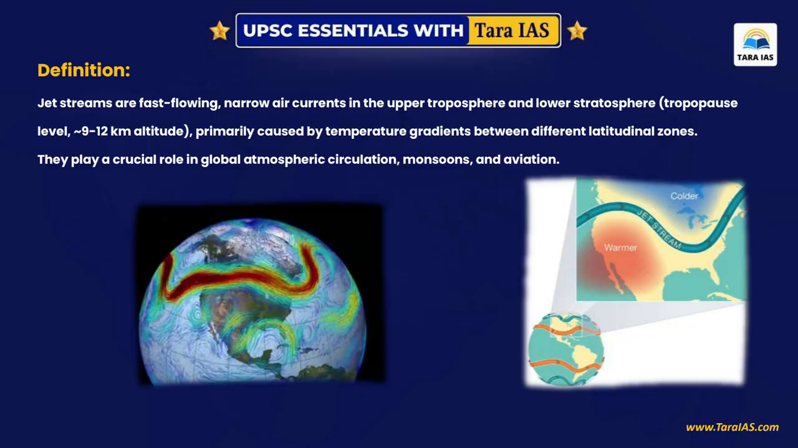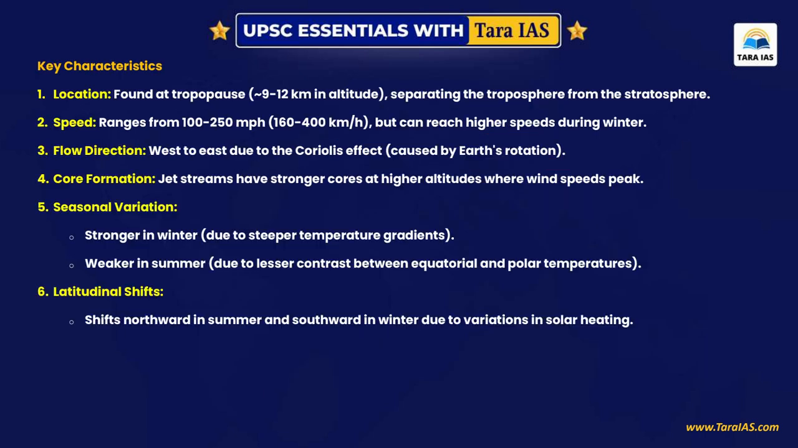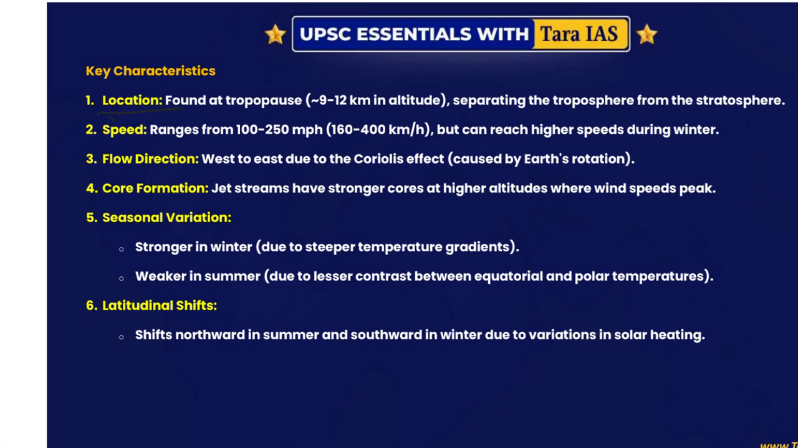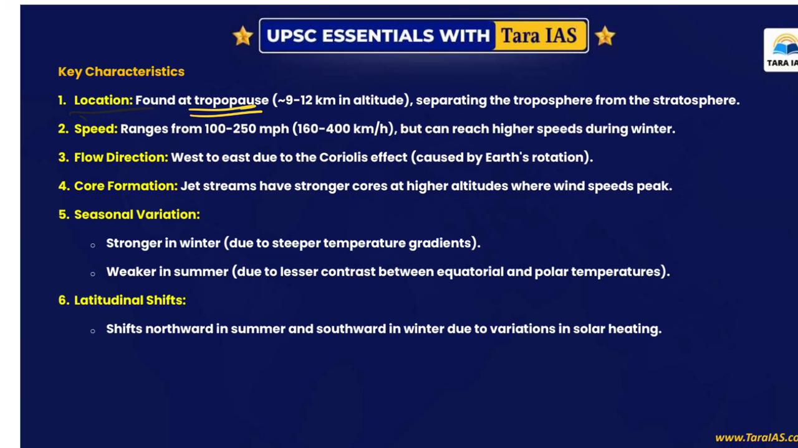Okay, so next, yes again the same thing, fast flowing narrow air currents in the upper troposphere, which are caused due to temperature differences in the subtropical area and the subpolar region. We have jet streams, that is the subtropical jet stream and the subpolar jet stream, right? So the characteristics we have already discussed. Their location is near the tropopause, they are formed at 9 to 12 kilometers altitude, and the speed of jet streams is very fast. Okay, so flow direction is west to east due to the Coriolis effect.